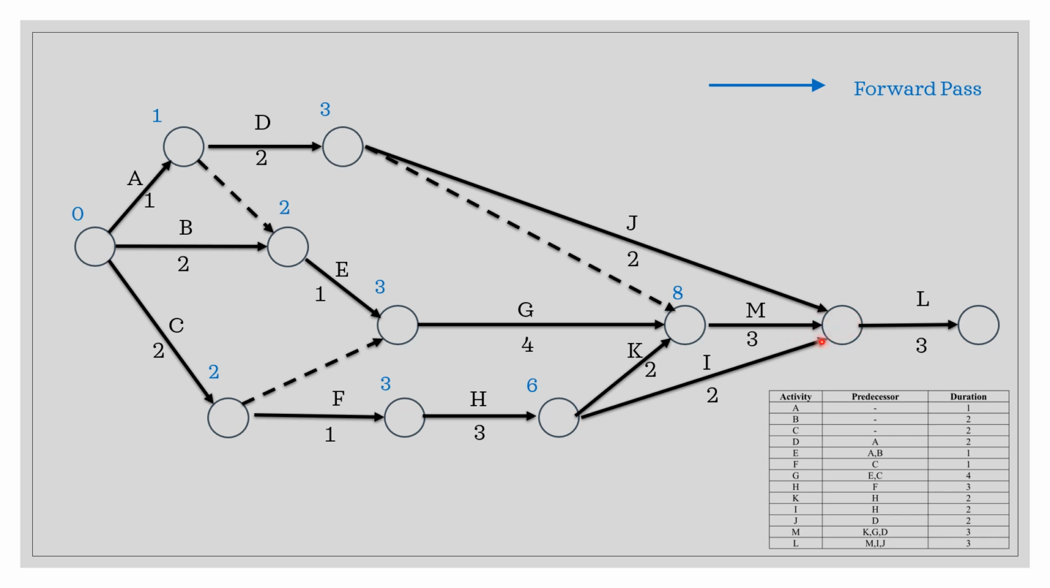So M also has three arrows coming from three activities, from J, from H, and from I. So it's either 3 plus 2 is 5, or 8 plus 3 is 11, or 6 plus 2 is 8. Okay, so you take the bigger number, so that's why you select 11. 11 plus 3 is 14. Okay, so that is the forward pass.